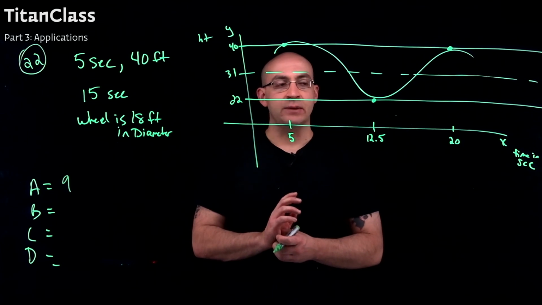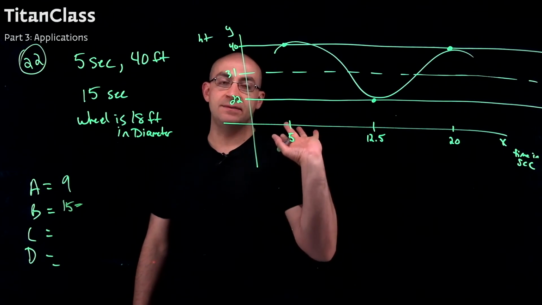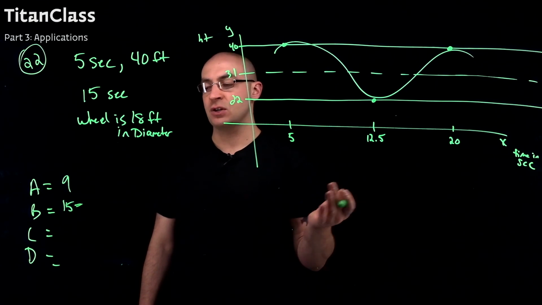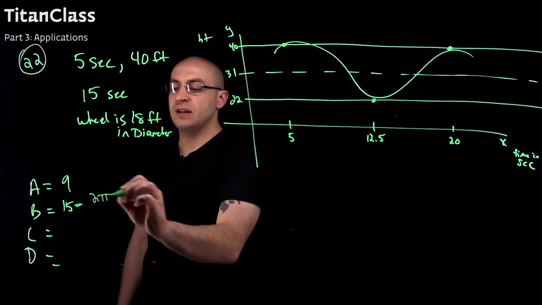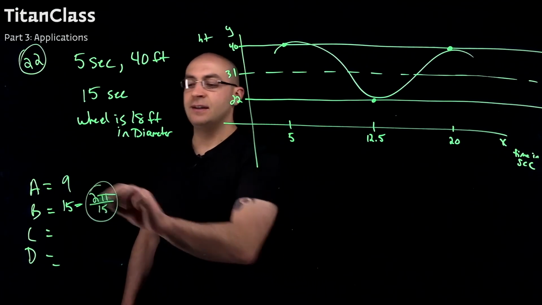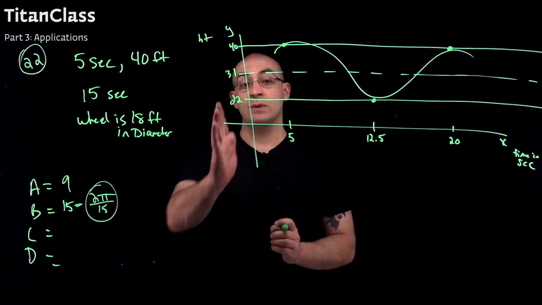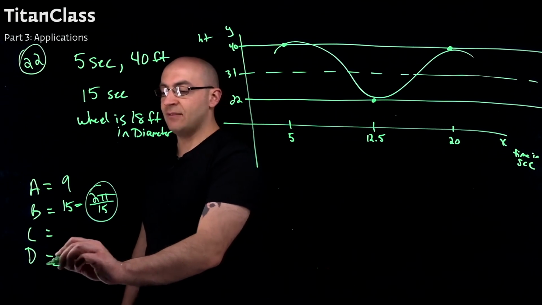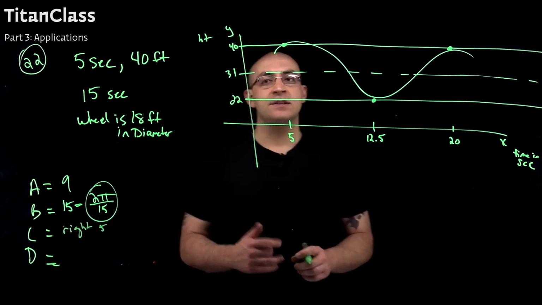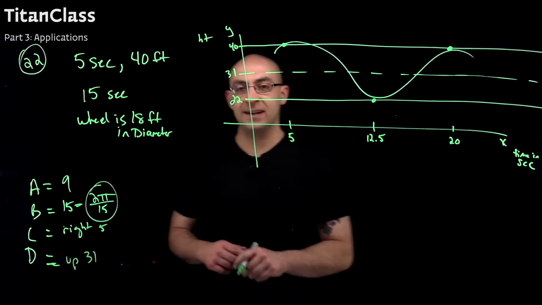Our B value is the period. Well, we knew the period was 15, but that's just in terms of numbers, like our regular coordinate plane. We have to convert this over to radian measure. So we know that a sine and cosine value is going to be 2 pi over b. Well, our actual period, because we can't simplify that, is going to be 2 pi over 15. Now, C value, what was the phase shift? Well, we started 5 seconds in, so we're going to have a value here at right 5. And then our D value is going to be 31, so up 31. And there we have our ABCDs, so we can finally make our equation.